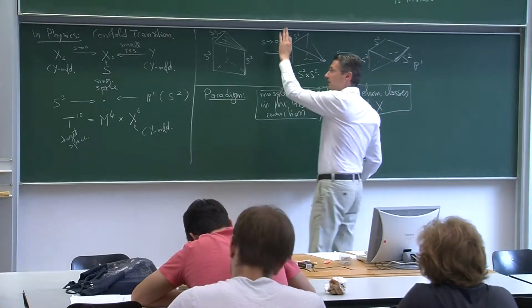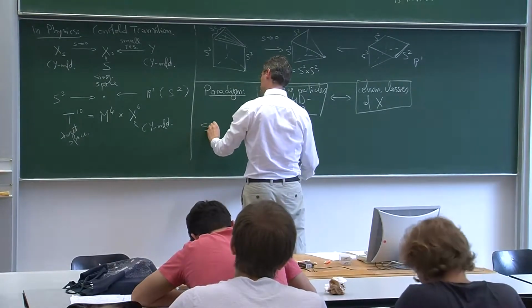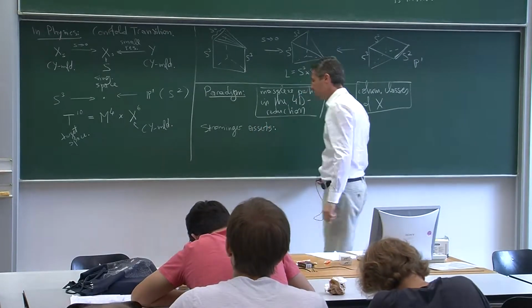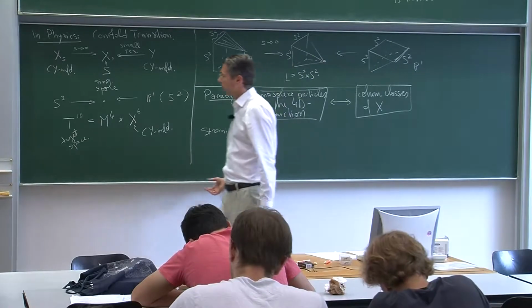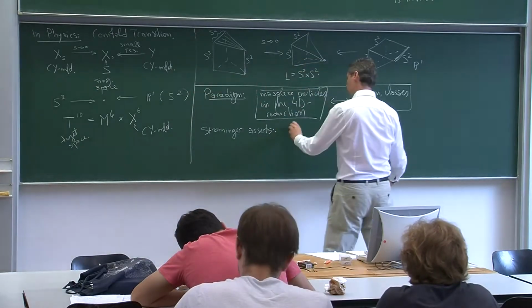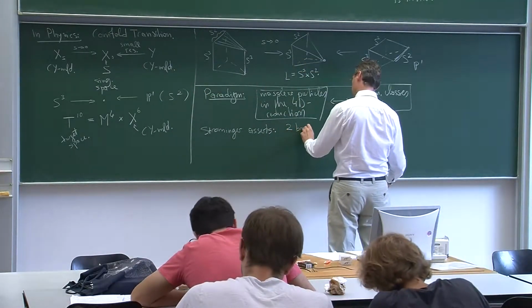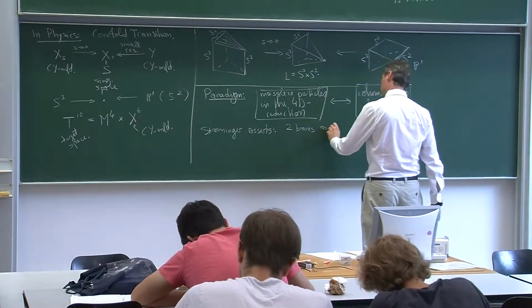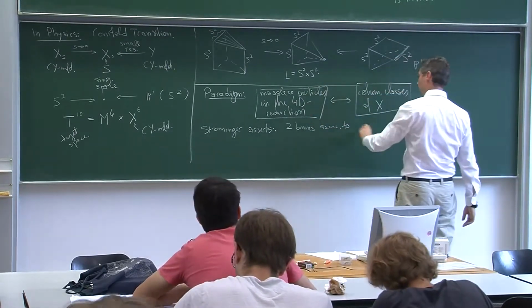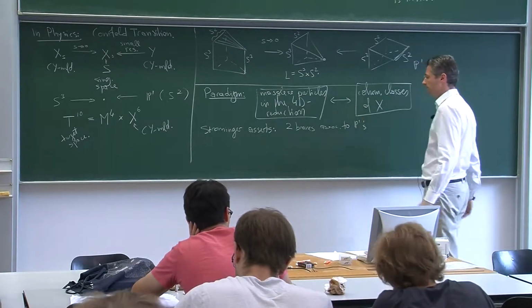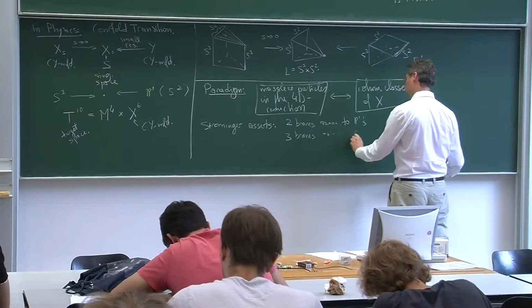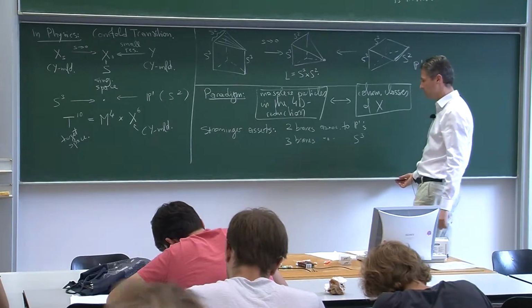Now, on the other hand, Strominger asserts that in the course of such a conifold transition, there are some two branes associated to the P1s, and there are some three branes associated to the S3s that collapse on the other side of the conifold transition.